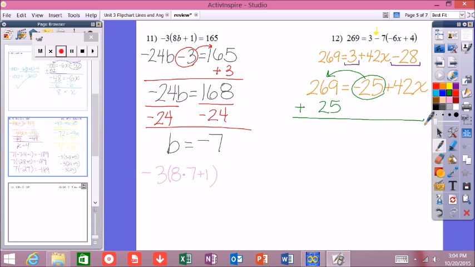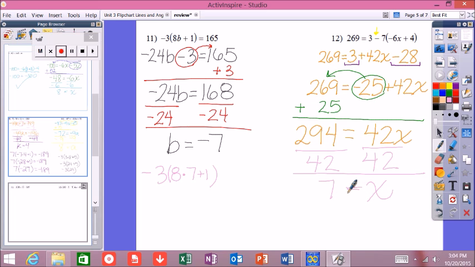We're going to add 25 to both sides. I, of course, have my 42a on the right side and 294 on the left side. One more step to solve. We're going to divide. Now that we have an answer, let's plug it back in and check.